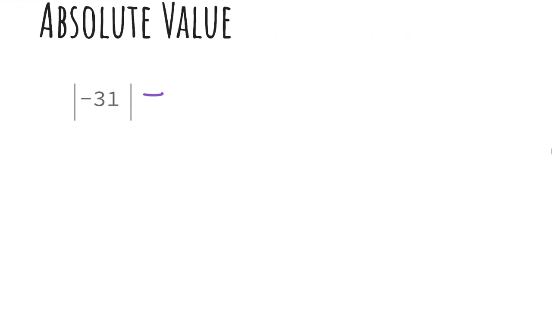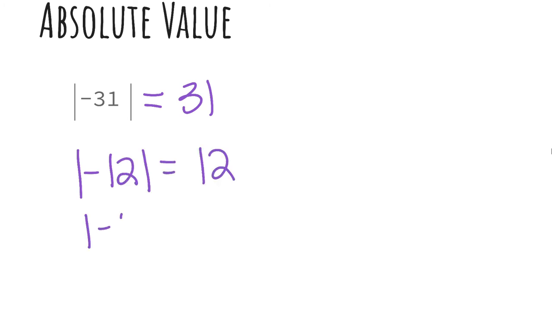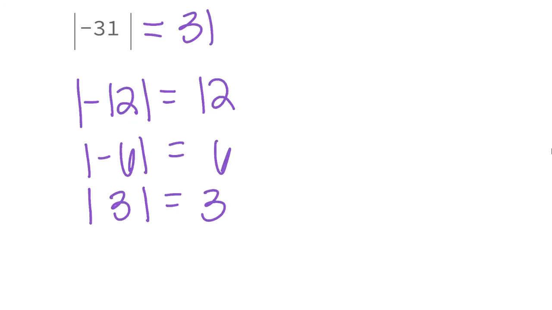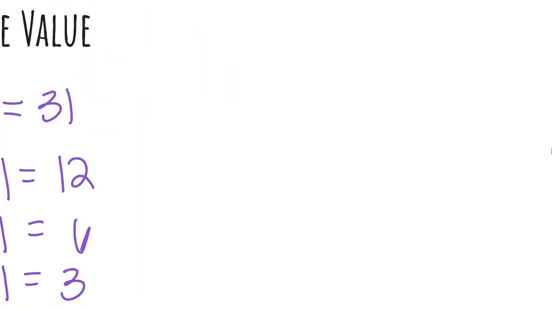Absolute value, remember, absolute value is distance. Anything that comes out is positive. So the absolute value of -31 is going to be positive 31. Absolute value of -12 is positive 12. Absolute value of -6 is positive 6. Absolute value of positive 3 is also positive 3. It doesn't matter if it's negative or positive inside those absolute values, the result is always positive because we're talking about distance away from 0. Distance is always positive.